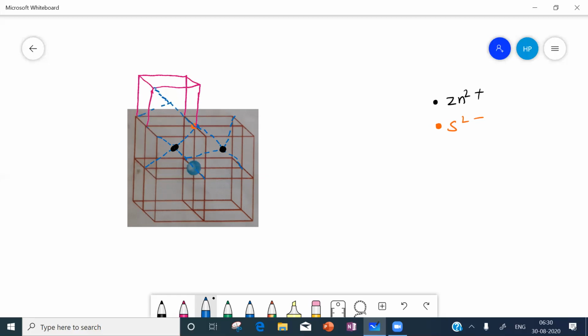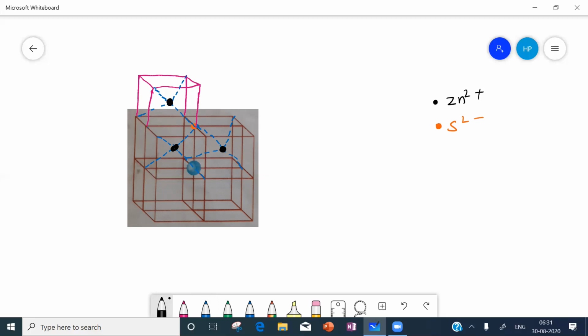One more, in the sense the possibility is alternate. So here, this is a tetrahedral. This place is called a tetrahedral void. In the tetrahedral void, let us place Zn2+. Okay, Zn2+ we placed.